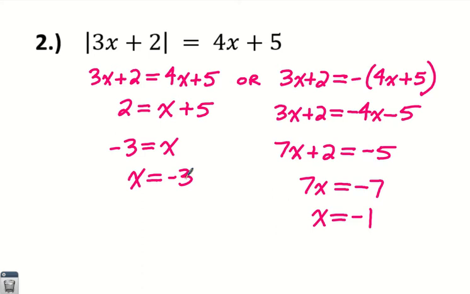And so if we plug in negative 3 back in here, I'm just going to do this verbally, even though writing this out would be a little bit smarter. 3 times negative 3 is negative 9. Negative 9 plus 2 is negative 7. And then the absolute value makes this whole side 7. Right? So we have a 7 over here. 4 times negative 3 is negative 12. Plus 5 is negative 7. So positive 7 does not equal negative 7.